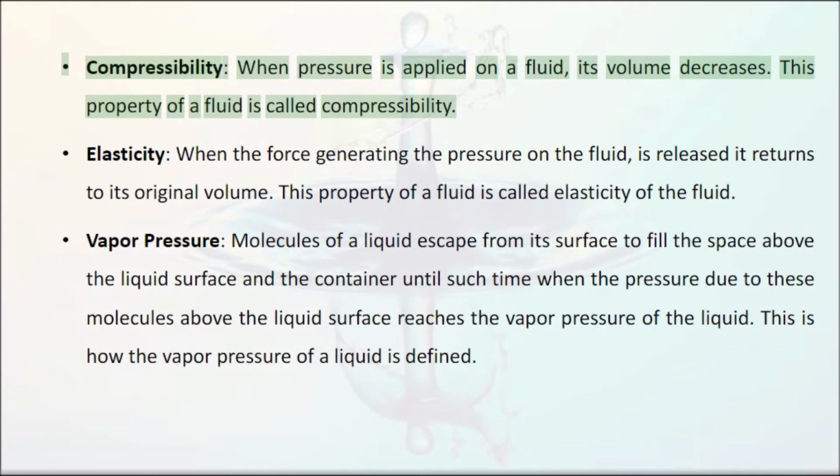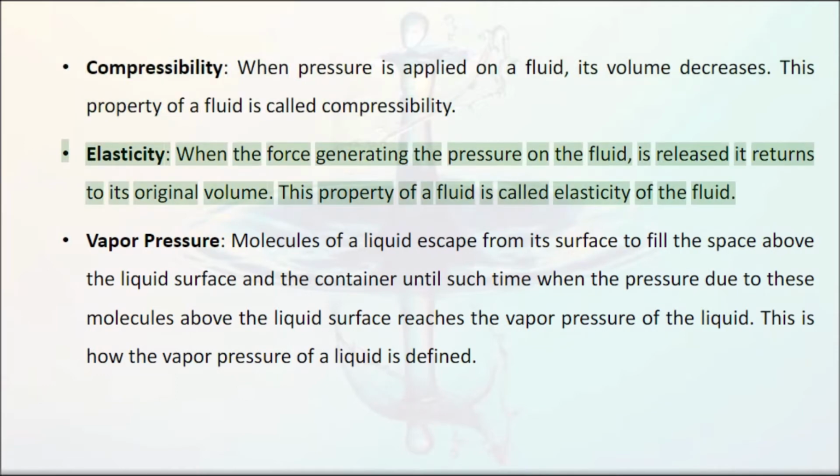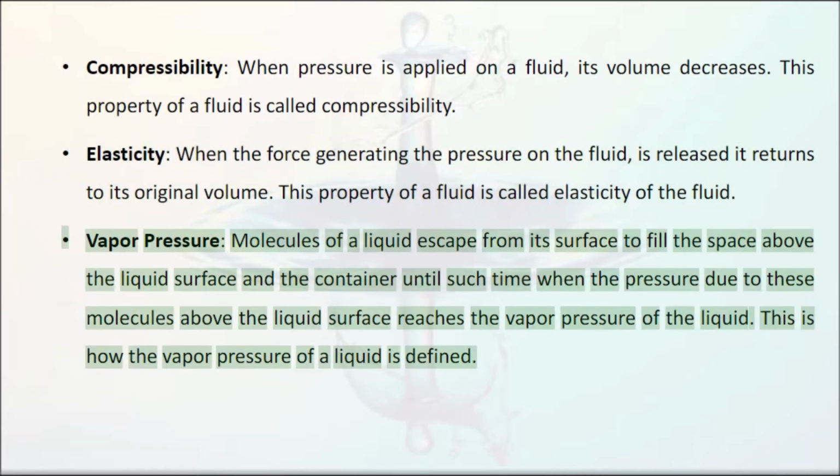Compressibility: when pressure is applied on a fluid, its volume decreases. This property of a fluid is called compressibility. Elasticity: when the force generating the pressure on the fluid is released, it returns to its original volume. This property of a fluid is called elasticity of the fluid. Vapor pressure: molecules of a liquid escape from its surface to fill the space above the liquid surface and the container until the pressure due to these molecules above the liquid surface reaches the vapor pressure of the liquid. This is how the vapor pressure of a liquid is defined.